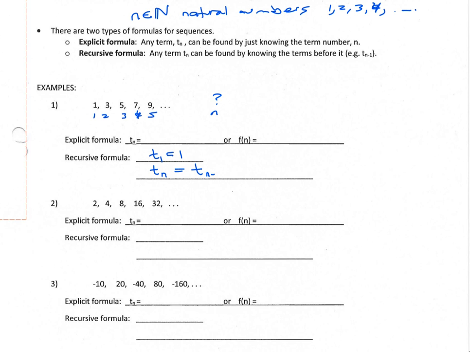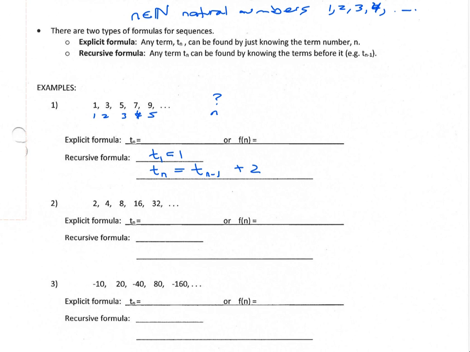Okay. Any term is equal to the previous term. So Tn is any term. Tn minus 1 is the term before that. So any term is equal to the term before that plus 2. And this will work when n is 2, when n is 3, when n is 4, when n is 5, when n is 10,000, right? It's always going to be the current term is equal to the previous term plus 2.